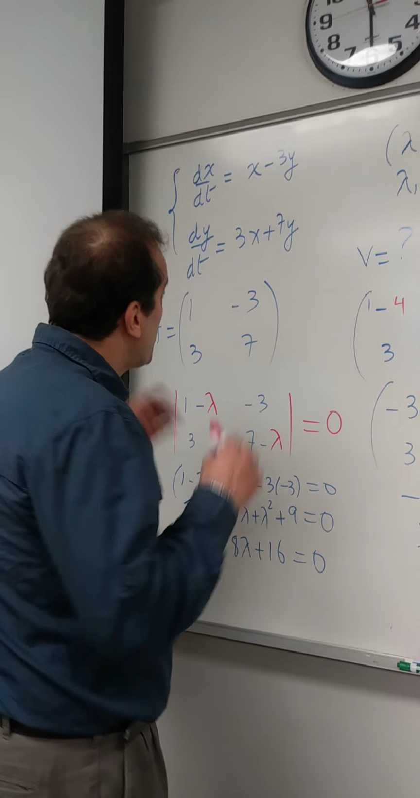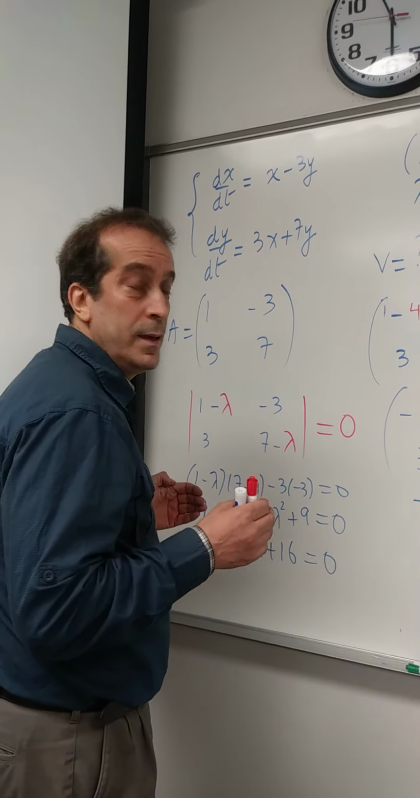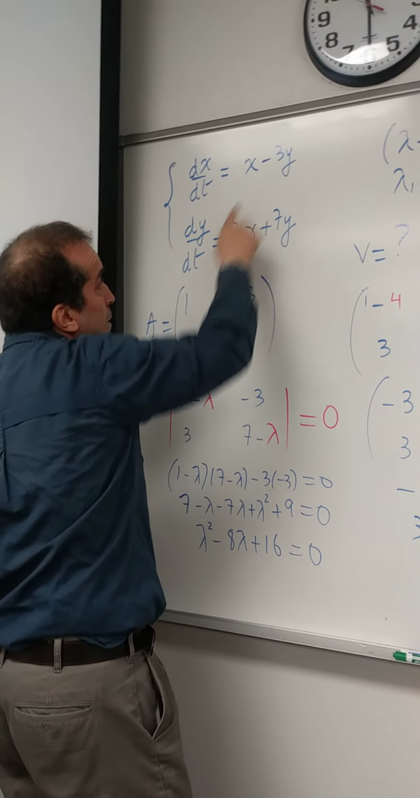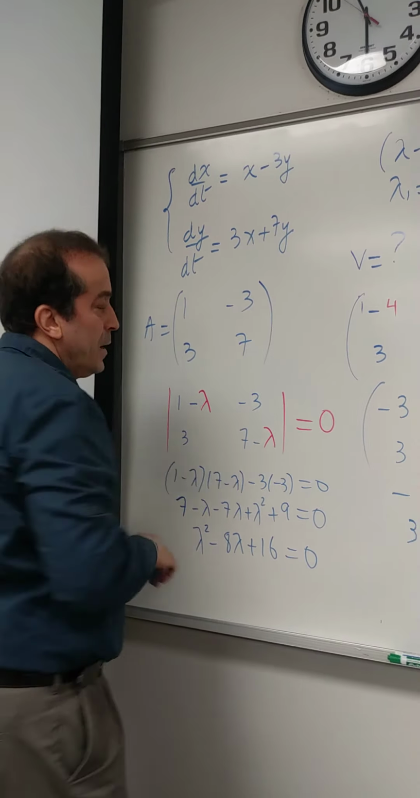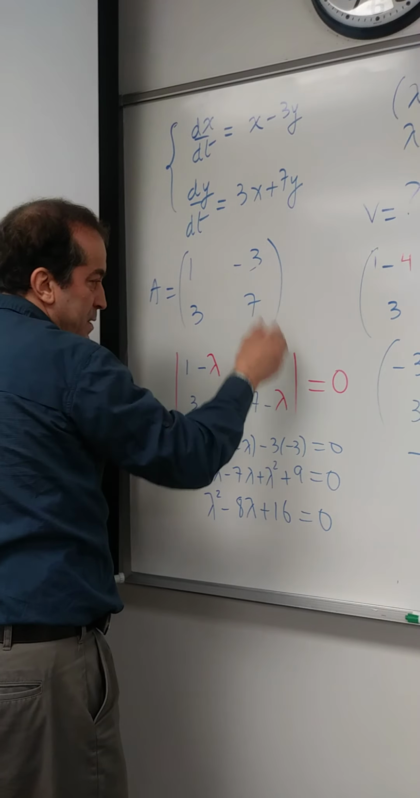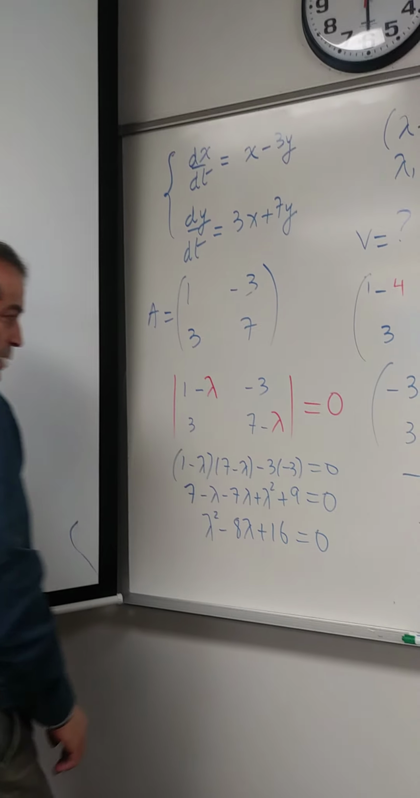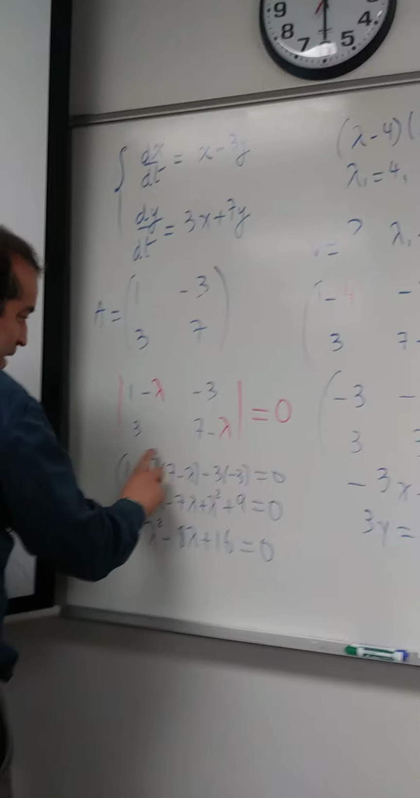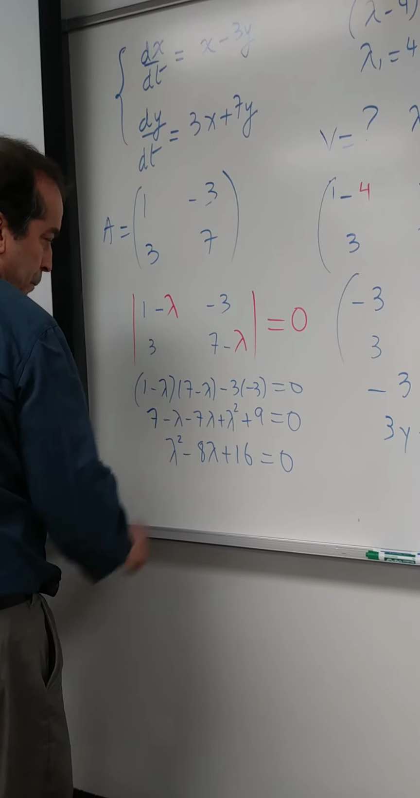The procedure is first isolate the coefficients matrix: 1, minus 3, 3, 7. Then find the eigenvalues. Subtract lambda from this term and from this term, leave the other two. Set this determinant equal to 0 and solve. 1 minus lambda times 7 minus lambda minus 3 times minus 3 equals 0.